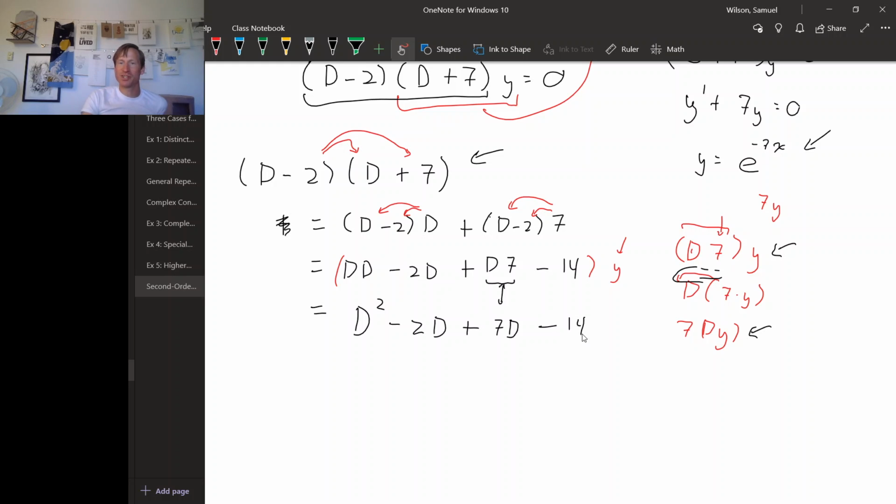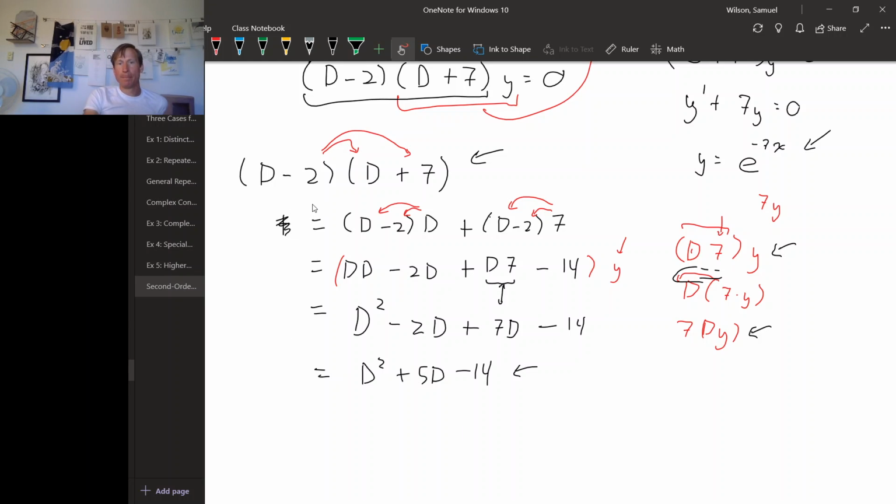Okay, minus 14, and then of course we can combine the like terms here: D squared plus 5D minus 14. And notice that's the linear differential operator that we got from our equation to begin with.